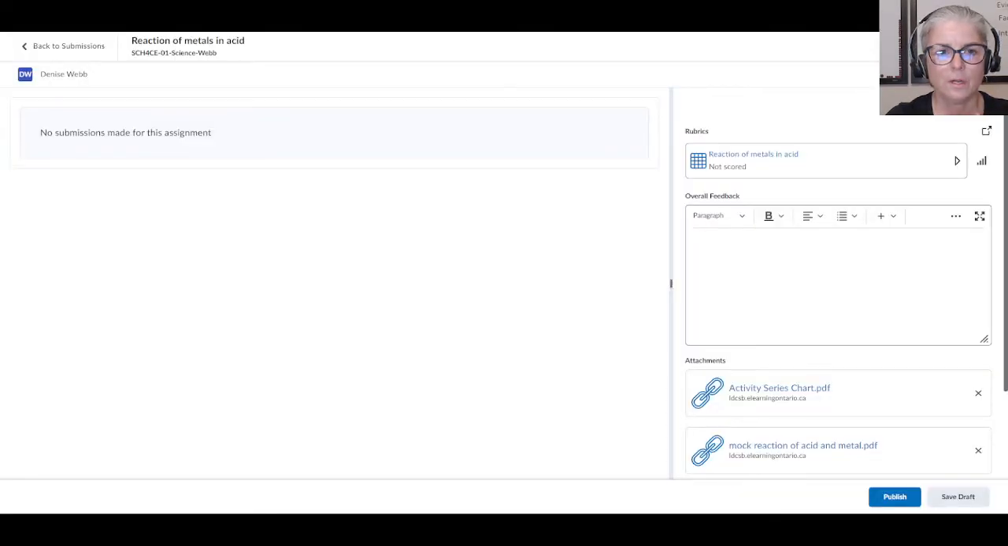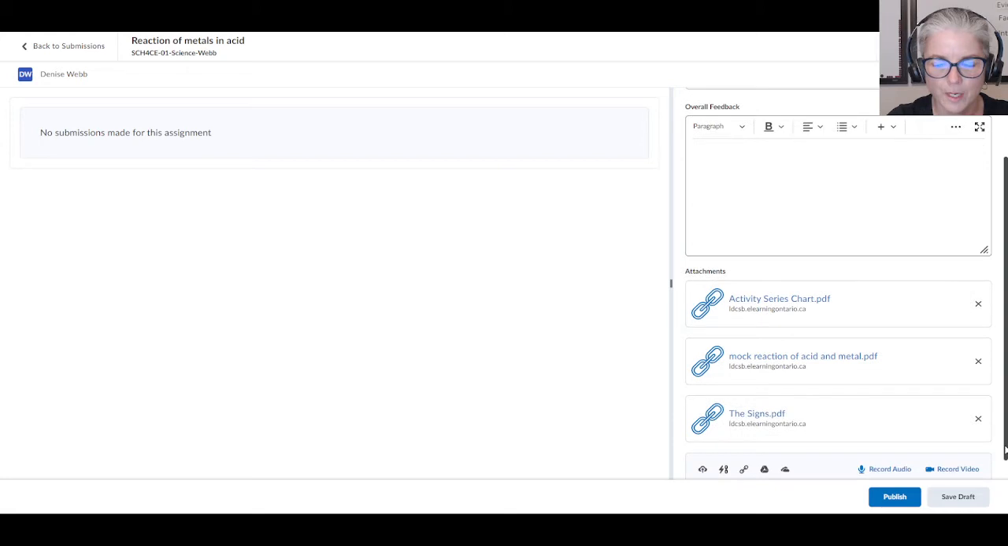And I actually made this mock assignment. It doesn't matter that I called it mock. I am not able to input the assignment like you can, but this would be the screen, the Dropbox. This would be the Dropbox where you've submitted your reactions of the metals with the acid. And so your answers would be all here, but I don't have them.